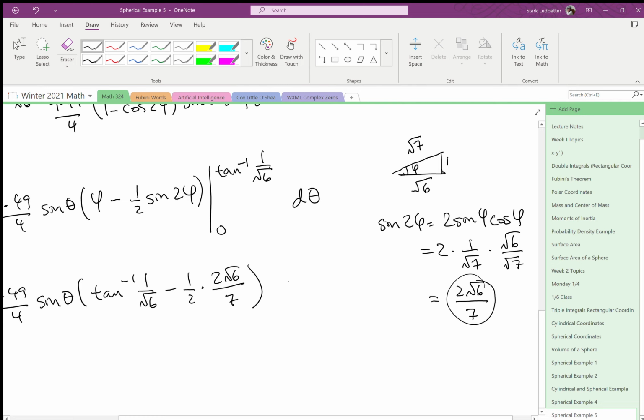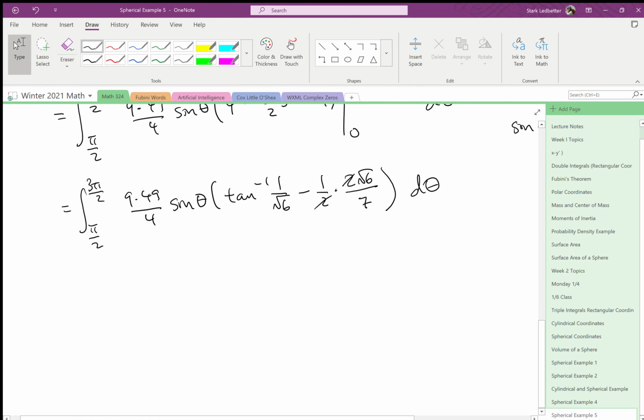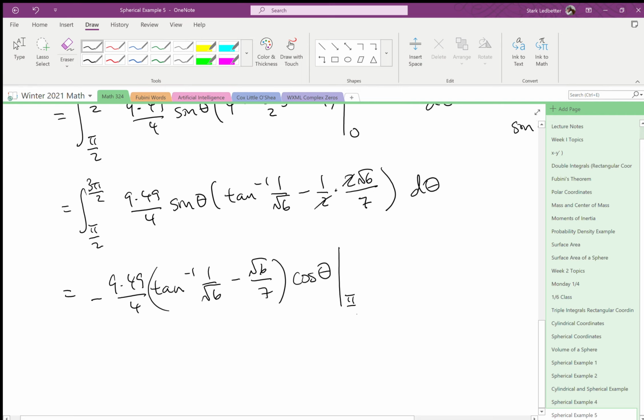Still need to integrate with respect to theta. Okay, a bunch of ugly constants there. Excellent, our favorite. Okay, but actually we will integrate. So let's just write out the constants. 9 times 49 over 4, tan inverse 1 over root 6 minus root 6 over 7. Maybe we'll expand that later, maybe we won't. And then the integral is going to be negative cosine going from pi over 2 to 3 pi over 2.